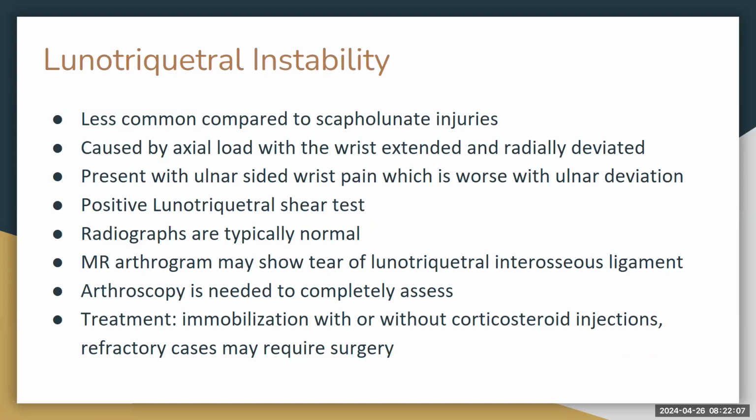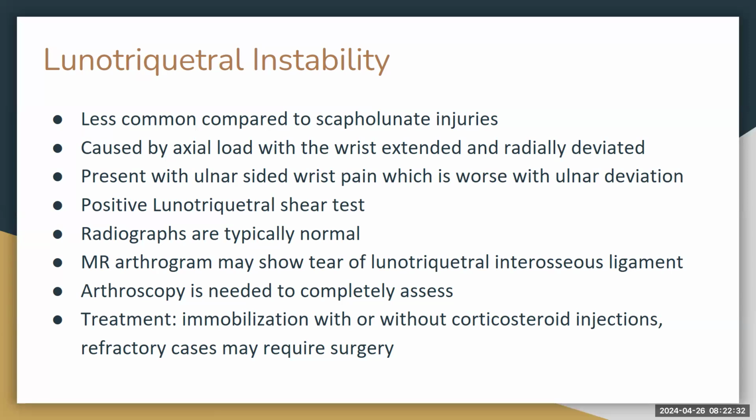Lunotriquetral instability. This is less common than the previous one, caused by axial load with the wrist extended and radially deviated. These present with ulnar-sided wrist pain, and it's worse with ulnar deviation. You get the positive lunotriquetral shear test, which I don't know if I've done a whole lot of this year. And then radiographs are typically normal.